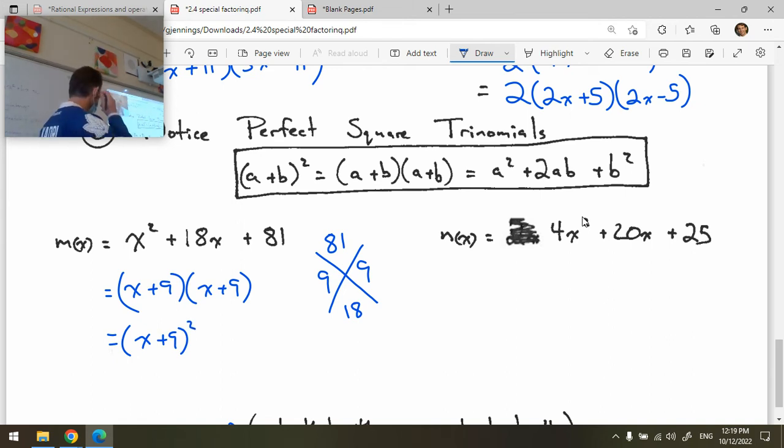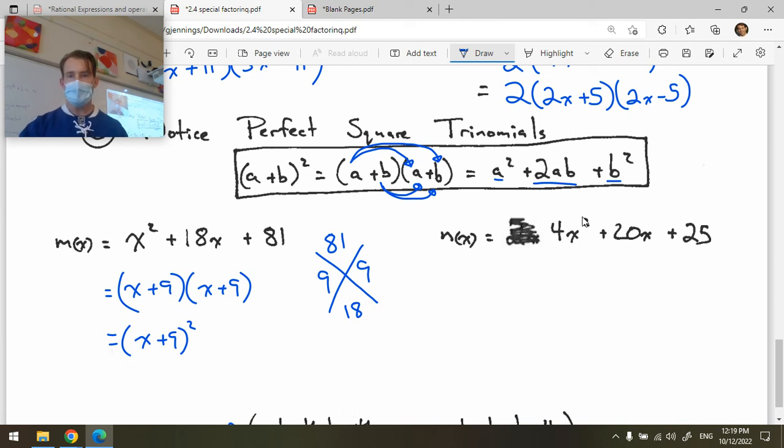All right? Now, what's the pattern for perfect square trinomials that we're on the lookout for? If you want to be on the lookout for perfect square trinomials, then you would say, well, I know a times a would give me a squared. A times b plus b times a would give me 2ab. And then b times b will give me b squared. Okay? Let's see if this one satisfies that idea.